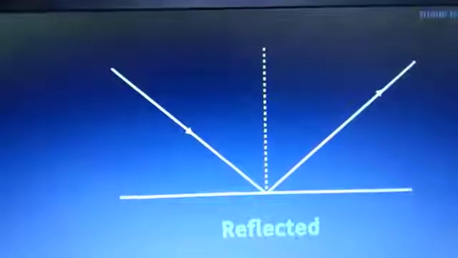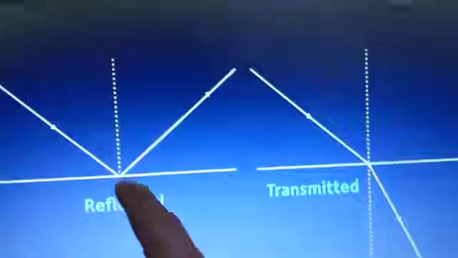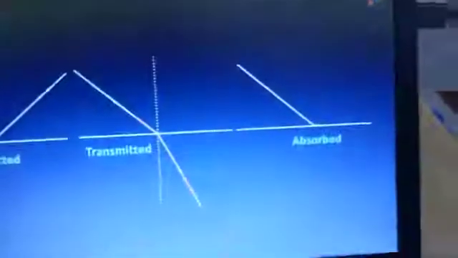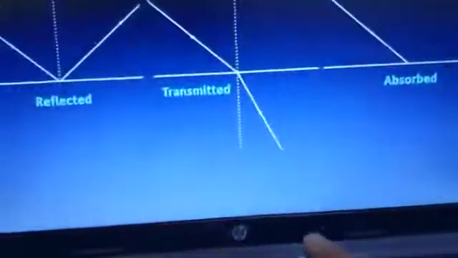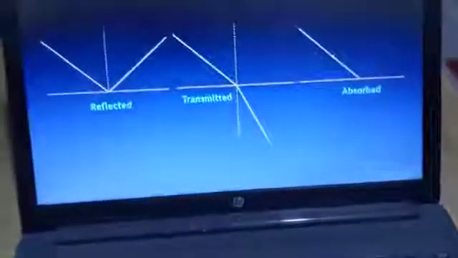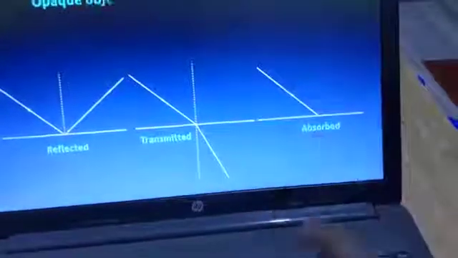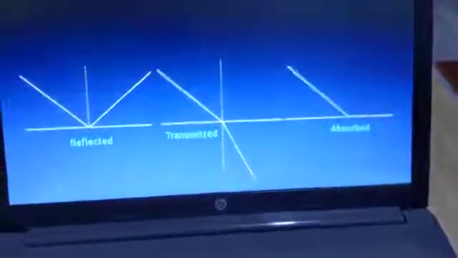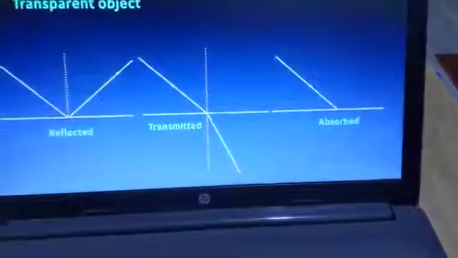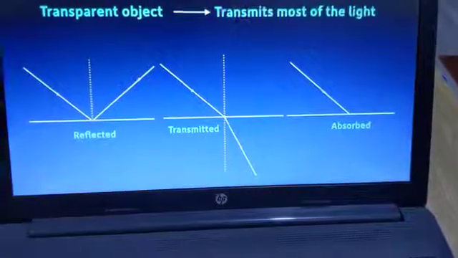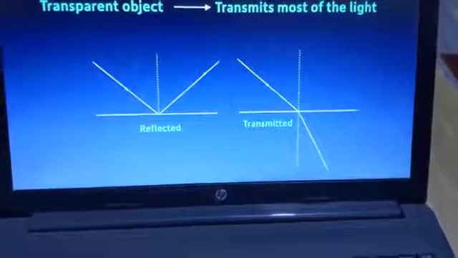Now here, light is incident on the surface. In a homogeneous or the same material, it is just reflected. This is known as reflection. And in the case of this one, it is incident and transmitted. And in some part, it will be entered and absorbed here. You see, reflection, transmission, and absorption can be observed here. An opaque object reflects most of the light. A transparent object transmits most of the light.